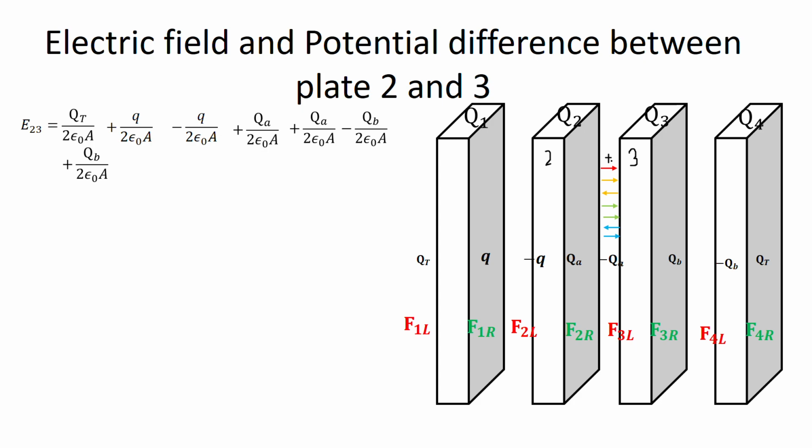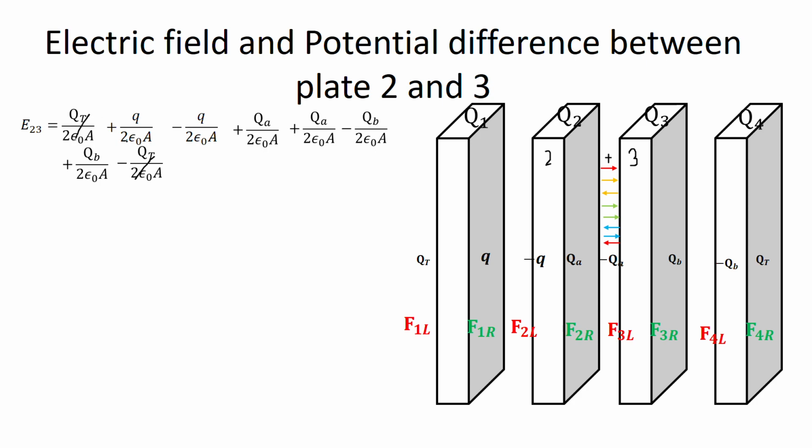Likewise, for the last one, that is QT, it will push the charge towards left. This is our charge, and this is QT. QT is assumed to be positive, so it will push the charge towards left, and its magnitude is minus QT divided by 2 epsilon naught A. Now again, these QT and minus QT will cancel out.